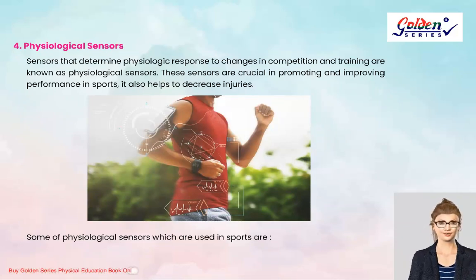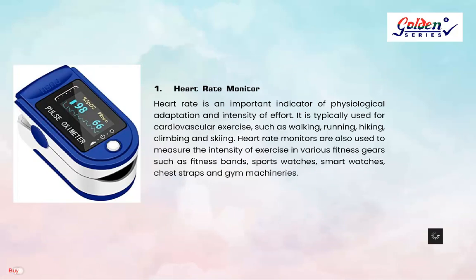Physiological sensors. Sensors that determine physiologic response to changes in competition and training are known as physiological sensors. These sensors are crucial in promoting and improving performance in sports. It also helps to decrease injuries. Some of the physiological sensors which are used in sports are 1.